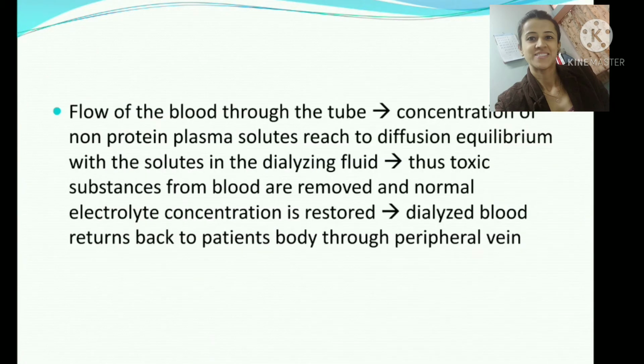Now, when blood flows through the tube, the concentration of non-protein plasma solutes reaches diffusion equilibrium with the solutes present in the dialyzing fluid, and therefore toxic substances, that is non-protein nitrogenous substances, are removed from the blood and normal electrolyte concentration is restored. And now this dialyzed blood returns back to the patient through a peripheral vein.